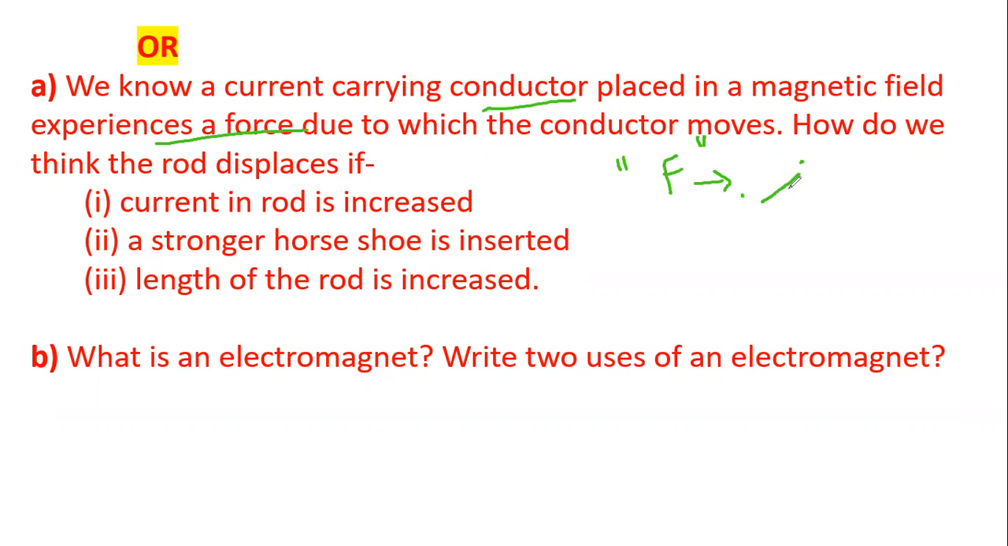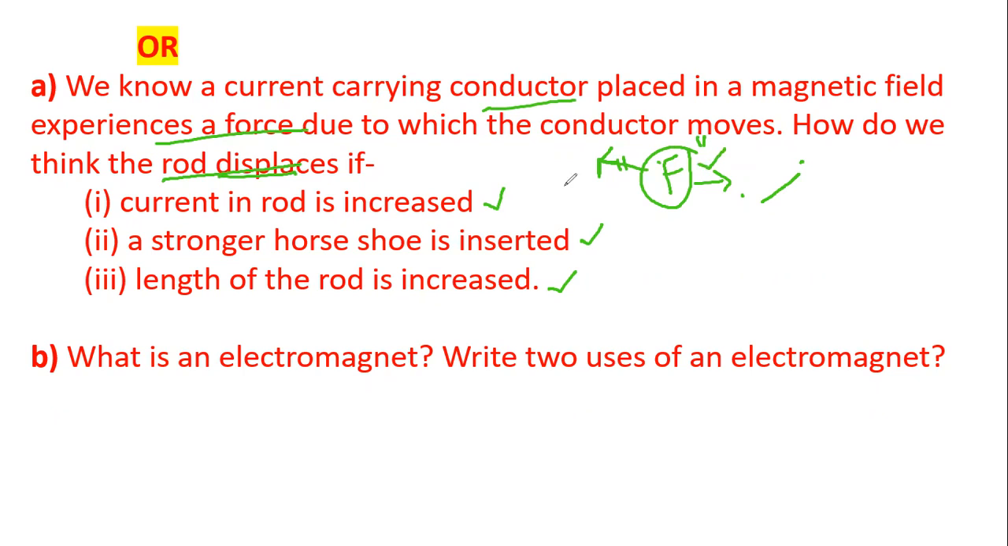Displace means there will be a change in the magnitude or direction. All the things will take place according to the change in the current, the change in the magnetic field, and the change in the length of the wire. These are the three points they are giving. How the force is going to change? According to the force change, there will be rod displacement. Relate both. According to the change in the force, there will be a displacement of the rod. Here, how will the force get changed?